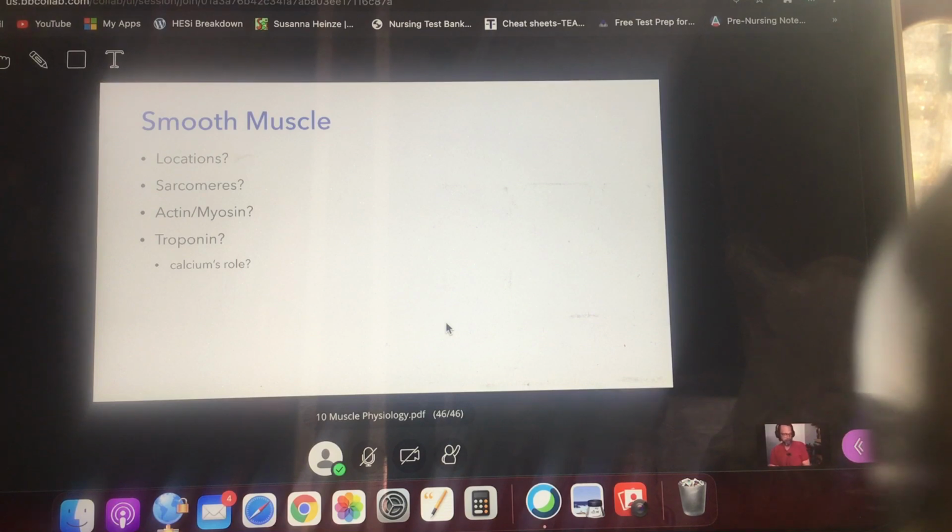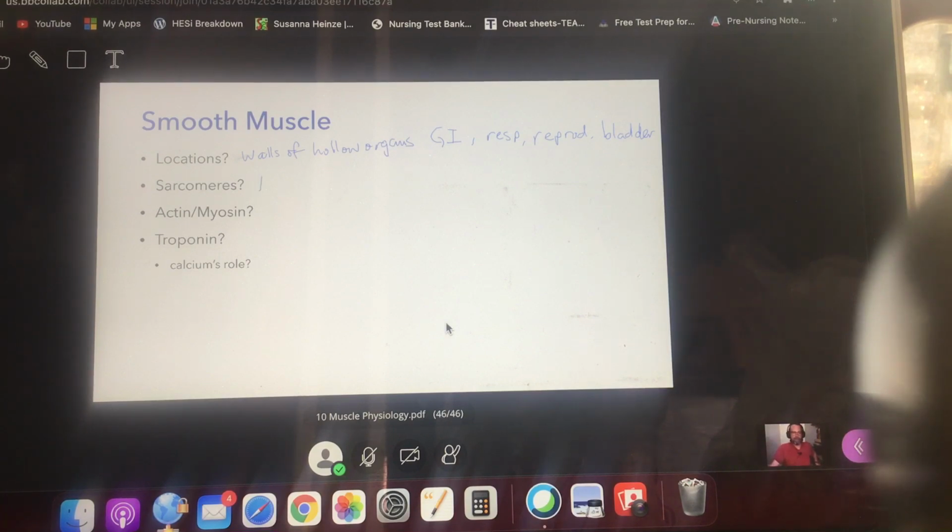So a couple of things to know about smooth muscle, locations. Where is smooth muscle located in the body? Walls of hollow organs. So the GI tract, your digestive system, respiratory system, reproductive system, the bladder. Mostly these hollow organs that need to move something from one area to another place.